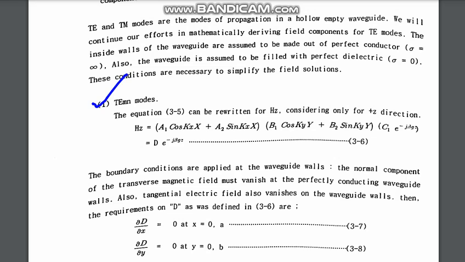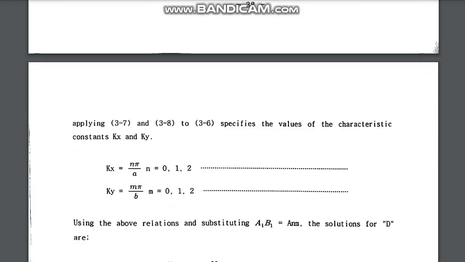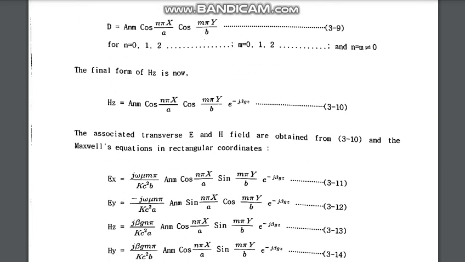and that is the popular example of the TMN mode equation. After solving it within the boundary conditions, we find some wave equations, and the final form is Hz. That means the magnetic field in the z direction. That is TE, meaning there will be a magnetic field but no electric field, so it will be in that form.